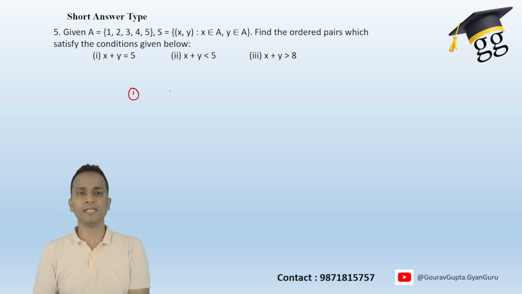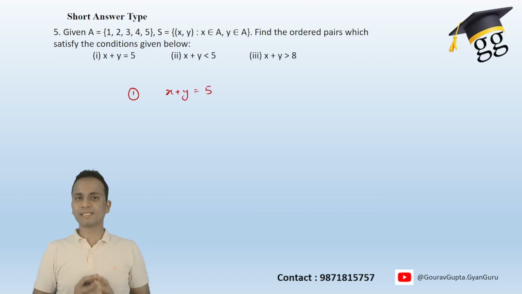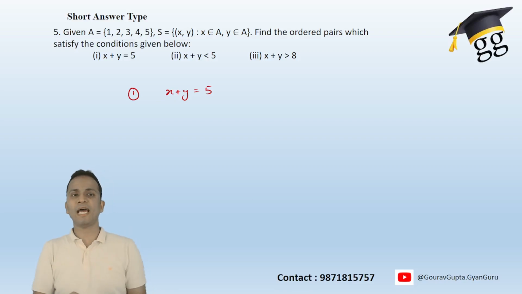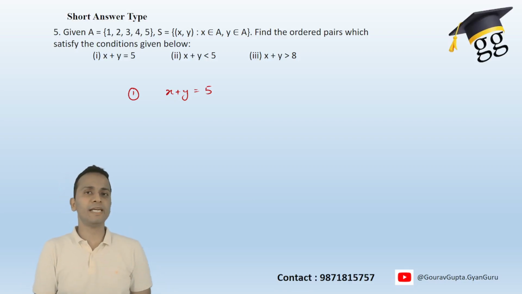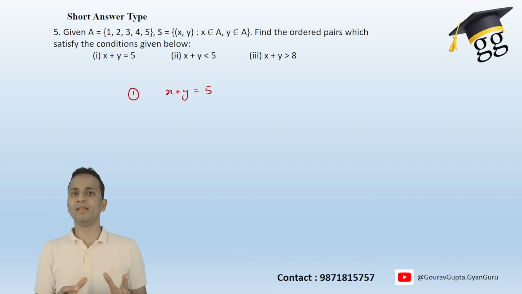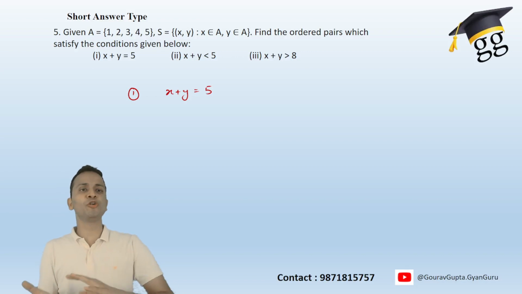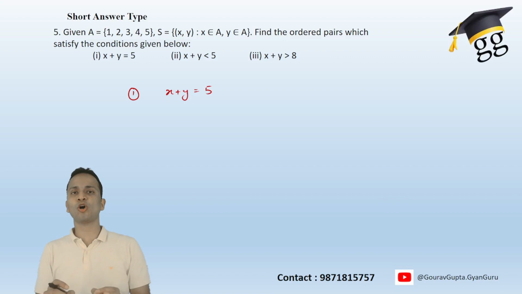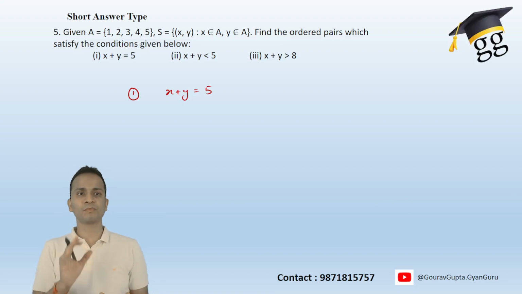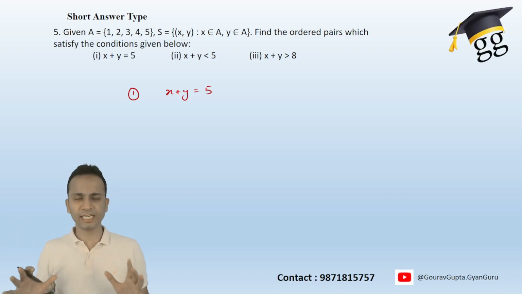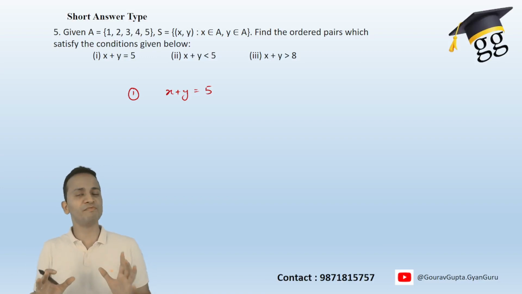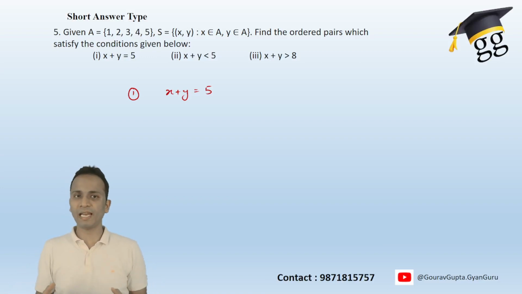Condition number 1 is x plus y is equal to 5. So you will have to select element x and element y from set A, such that their sum is equal to 5, provided the values of x and y are from set A only. So x or y can be any values among 1, 2, 3, 4 or 5. The values of x and y can only be from 1, 2, 3, 4, 5; you cannot take any other value such that x plus y should be equal to 5.